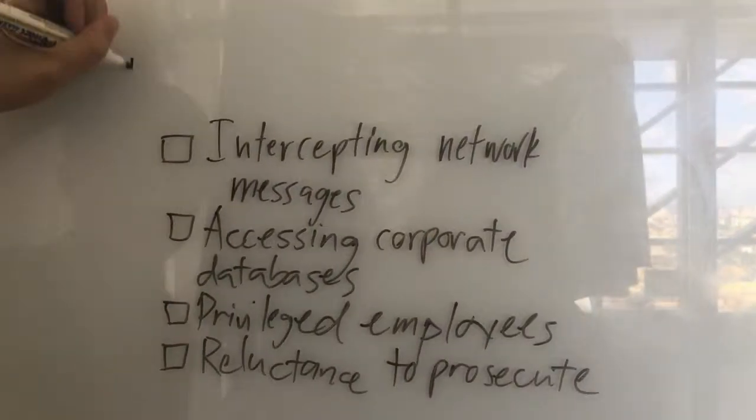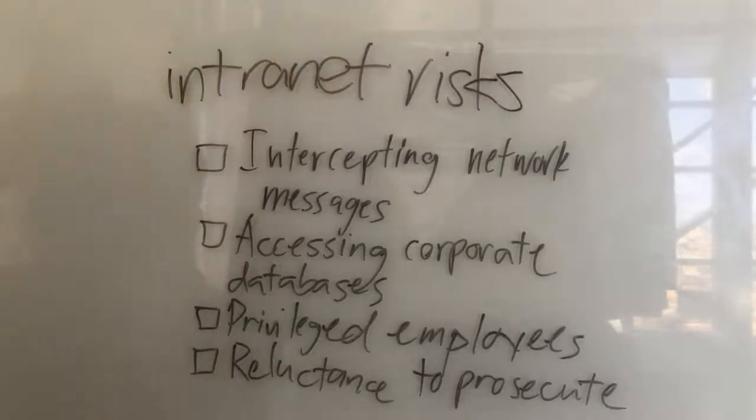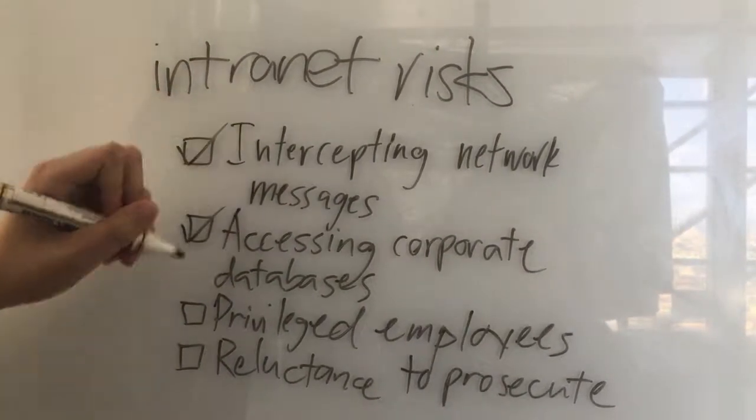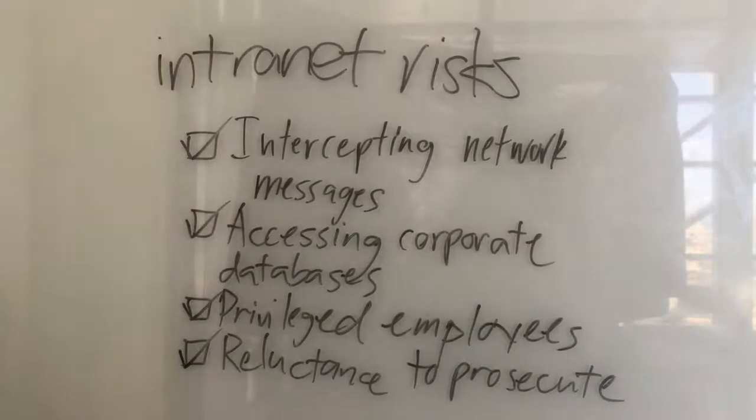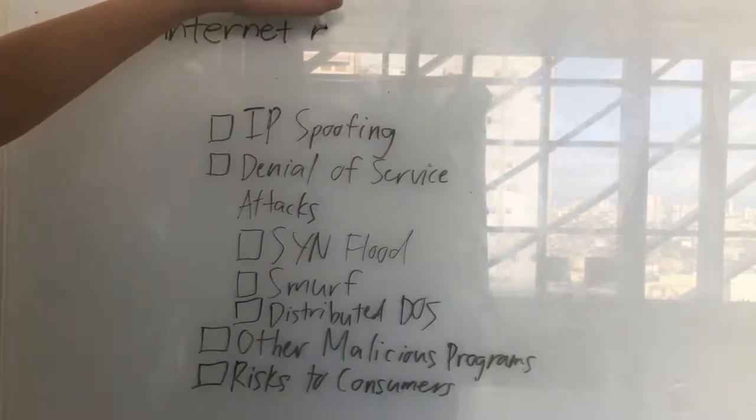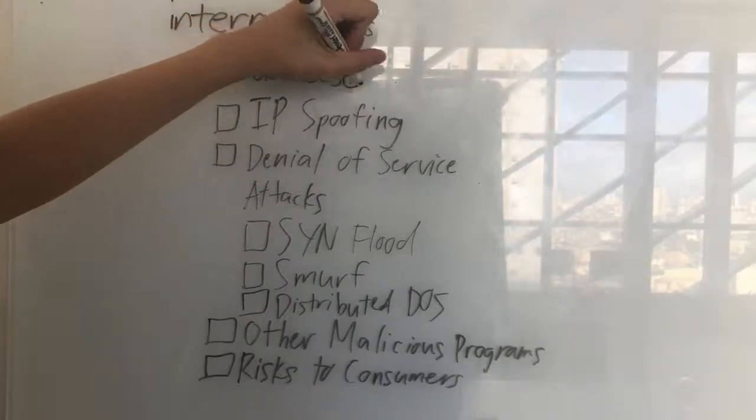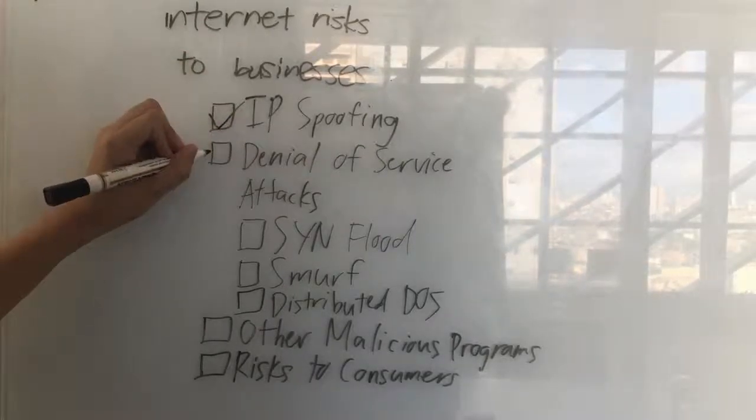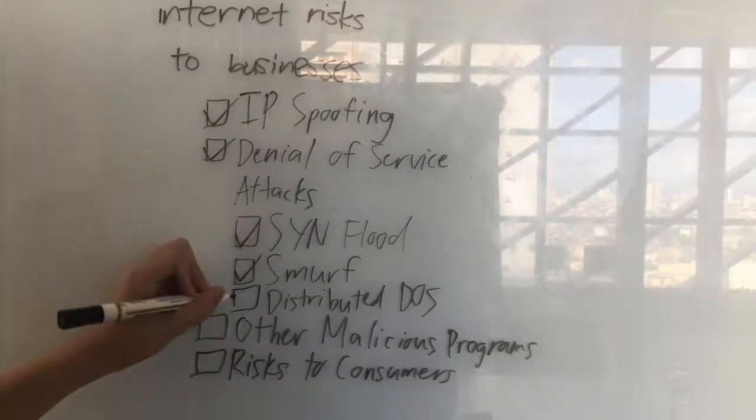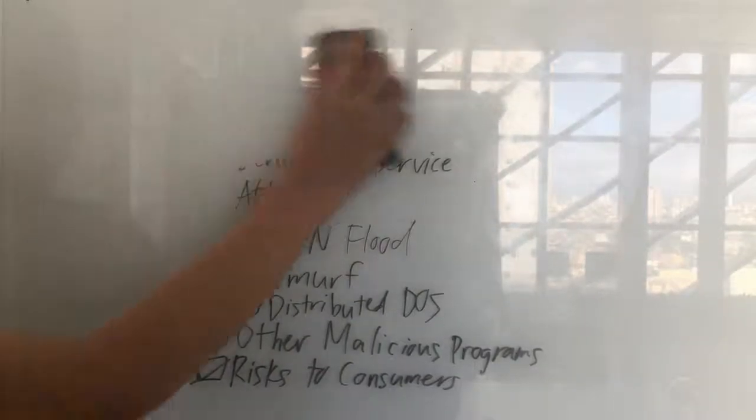However, there are also risks associated with e-commerce. First, intranet risks. Examples would be intercepting network messages, accessing corporate databases, privileged employees, and reluctance to prosecute. Second are internet risks to businesses, which includes IP spoofing, denial of service or DOS attacks, SYN flood, Smurf, distributed DOS or DDoS, and other malicious programs. And lastly, risks to consumers.